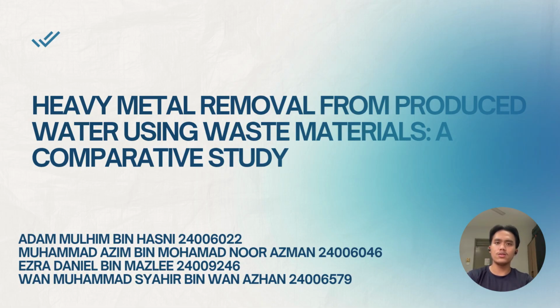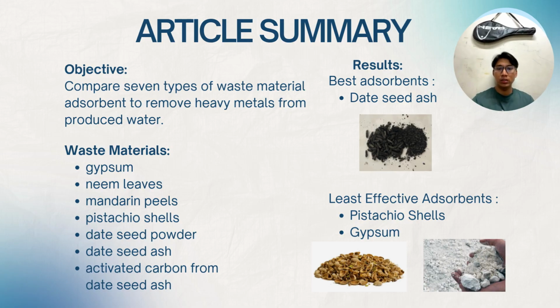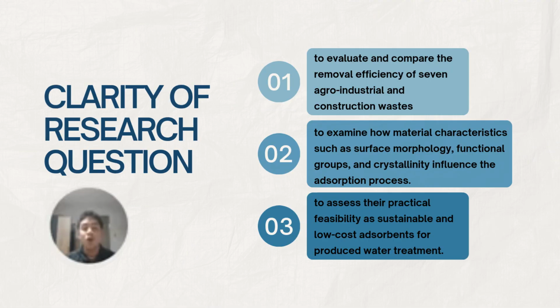Heavy Metal Removal from Produced Water Using Waste Material, a comparative study published in Water in 2025 by Bansal, Mortula and Al-Asheh. The objective of this article is to compare 7 types of waste material adsorbent to remove heavy metals from produced water. The result is the best adsorbent is date seed ash, while the least effective adsorbents are pistachio shells and gypsum.